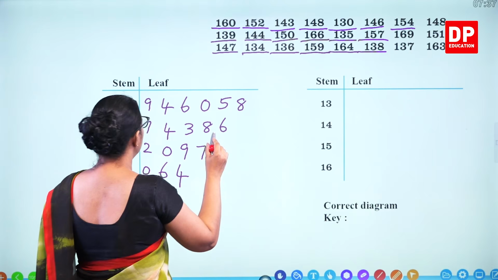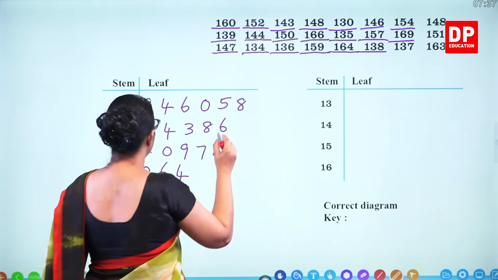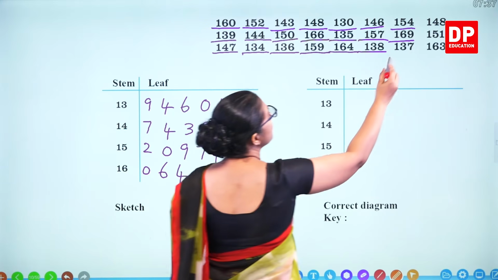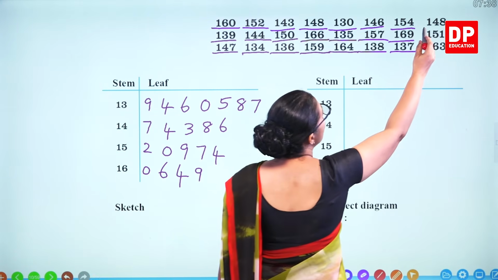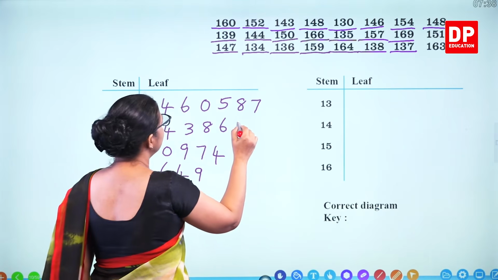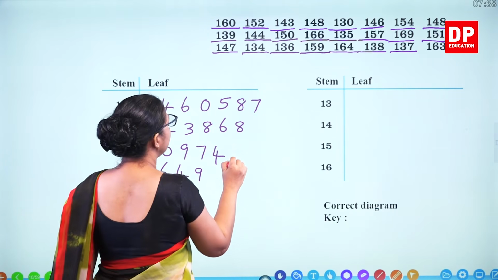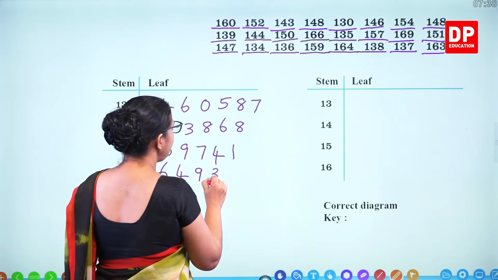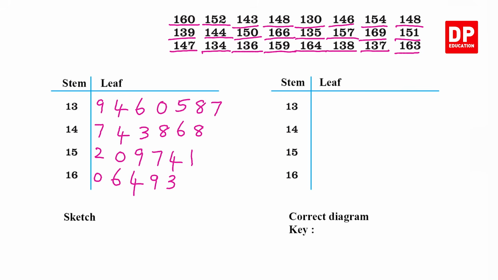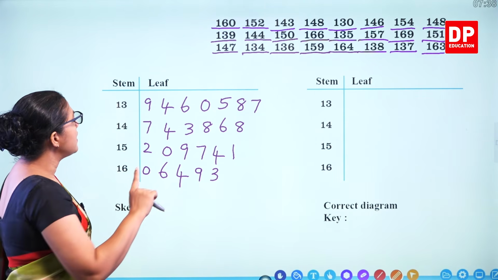15 with 4. 16 with 9. 13 with 7. 14 with 8. 15 with 1. 16 with 3. Now we have all the numbers. Now what's the next step? Rearrange it so that it is in ascending order.